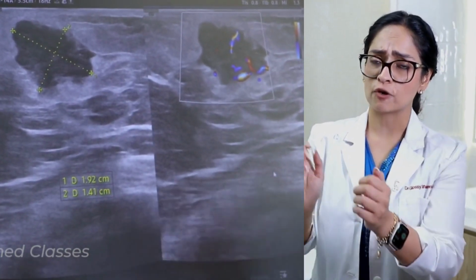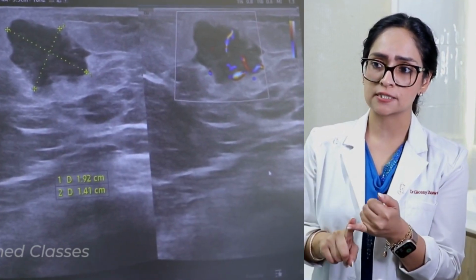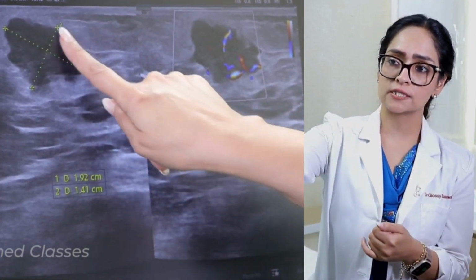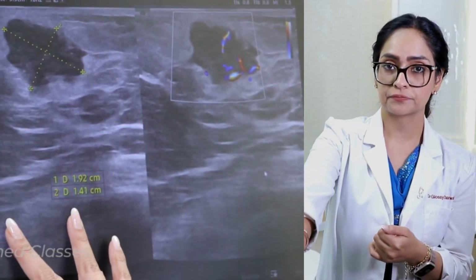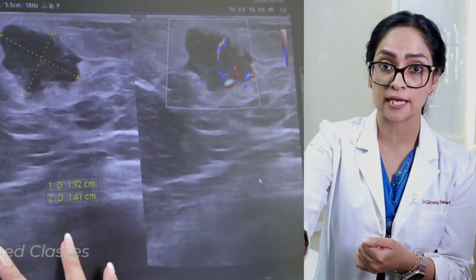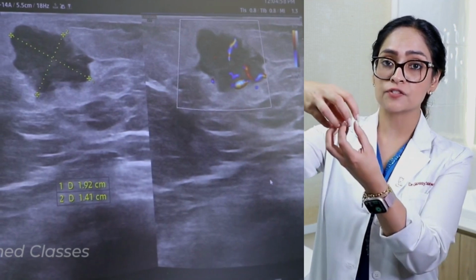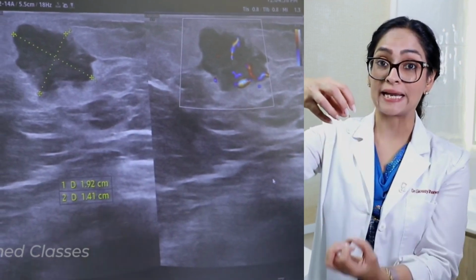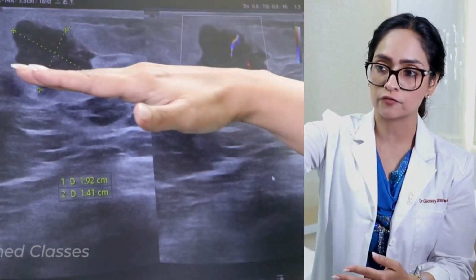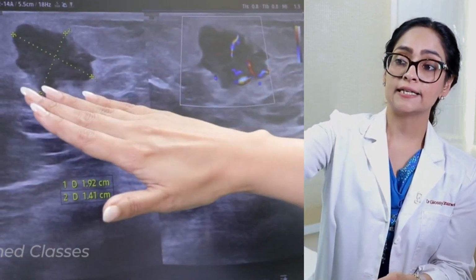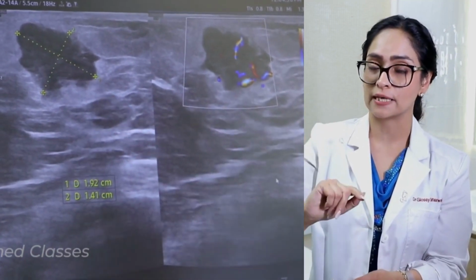What do you infer from this? Firstly, how do we know whether it is solid or cystic? Because if it was a cyst, it would have given posterior acoustic enhancement. What is posterior acoustic enhancement? When a lesion is a cyst which is fluid filled, it gives posterior brightness. The bright shadows fall like a curtain from here down. That indicates that it is a cyst, but this is not a cyst, so it is a solid mass.